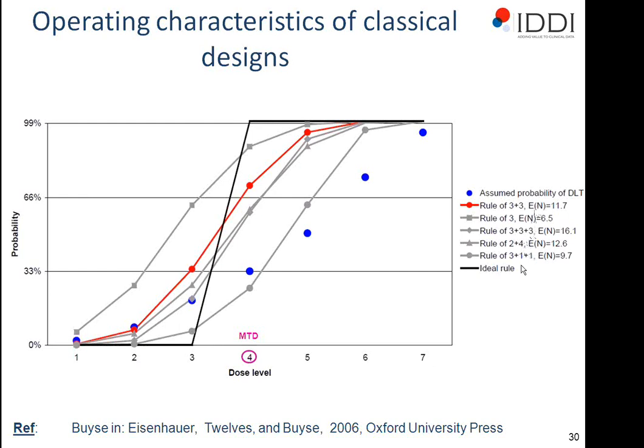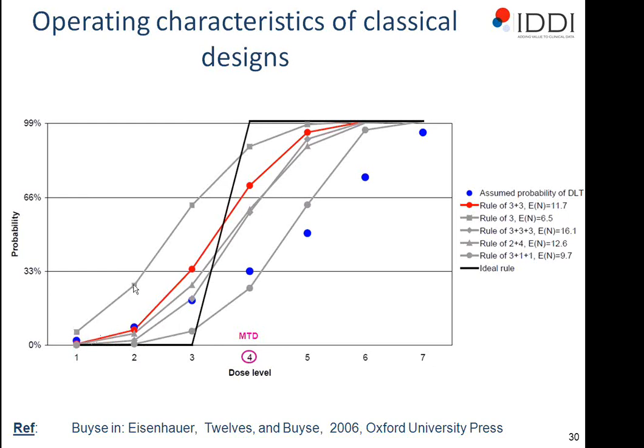So here there are different designs. The red line is the classical 3+3 design. The gray line with dots is the 3+1+1 design. The ideal rule is the black solid line, and essentially in this case we have 7 dose levels, and our MTD is the 4th dose level, so the level at which we have 33% of toxicity, DLT.